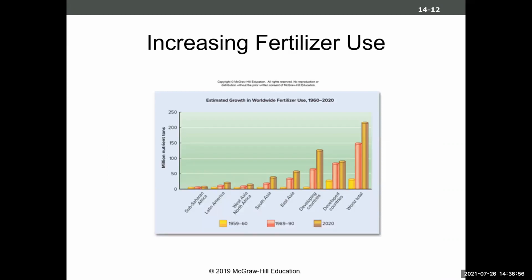If we look at increasing fertilizer use in different countries across the world from the 50s, the 80s, and 2020, you'll see it's a steady increase regardless of which country you're looking at. In some countries the slope is substantially higher, but notice the world total, a big jump in terms of million nutrient tons. That is a lot of fertilizer being used. Your lesser developed countries are using less fertilizer because they're more subsistence farming, doing manual labor and shifting agriculture, for example. Whereas your developed countries and developing countries are really using a lot of fertilizer.